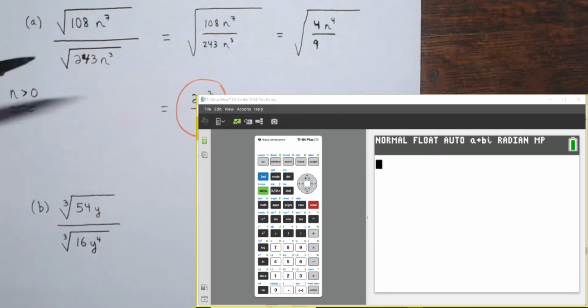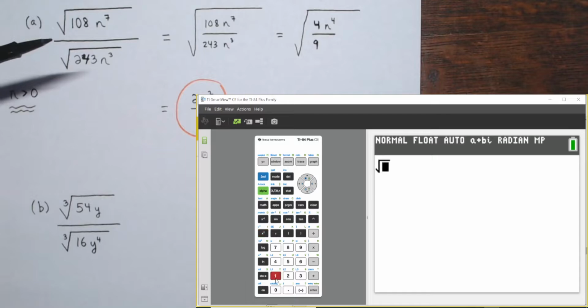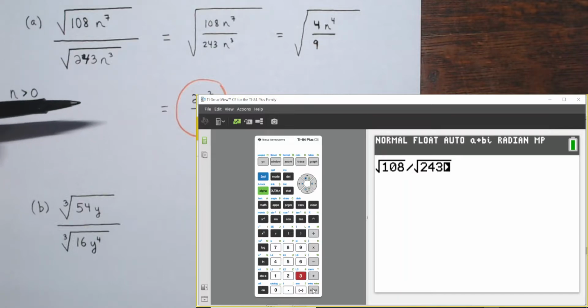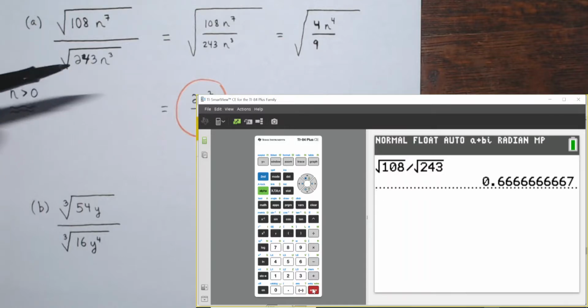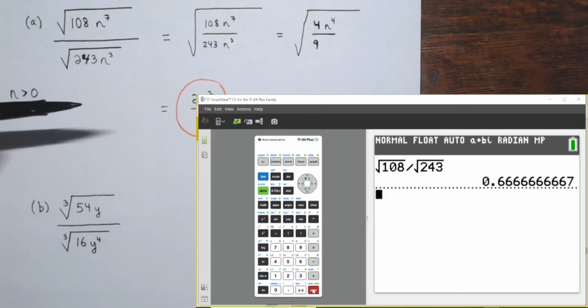Alright, let me replace n with 1. So this should just be the square root of 108 divided by the square root of 243. Let me punch that in. Square root of 108 divided by the square root of 243. And hopefully you get 0.666666667. It's going to give you a 7 eventually because it's a calculator. It stops at some point. But that's 2/3, right?